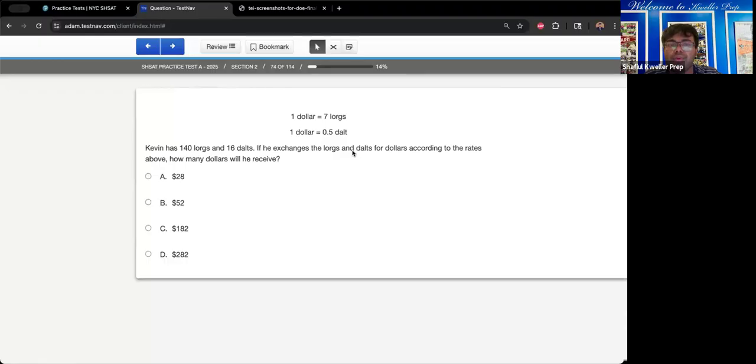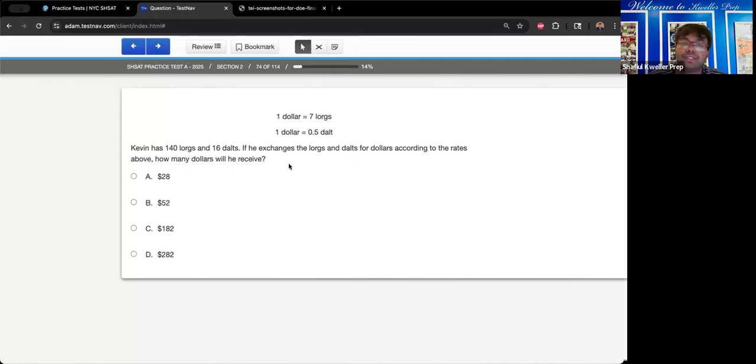Okay, Kevin has 140 lorgs and 16 dollars. He exchanges them for dollars. How many dollars will he receive? Just have to use the fractions here. So Kevin has 140 lorgs. 140 divided by 7 is equal to 20. So that's $20. 16 dollars. 16 divided by 0.5 is equal to 32. So $32. 20 plus 32 is equal to 52. So the answer is just B.